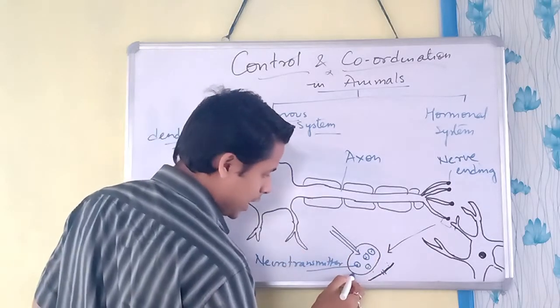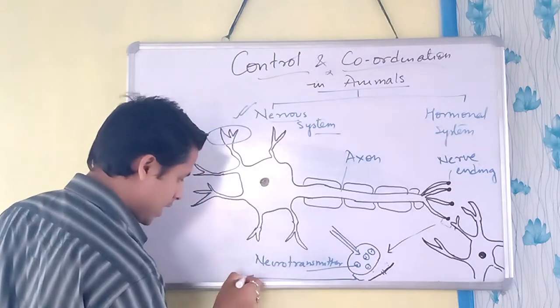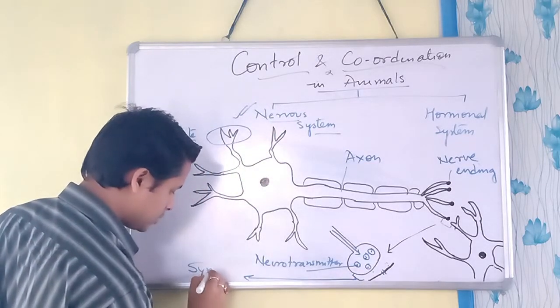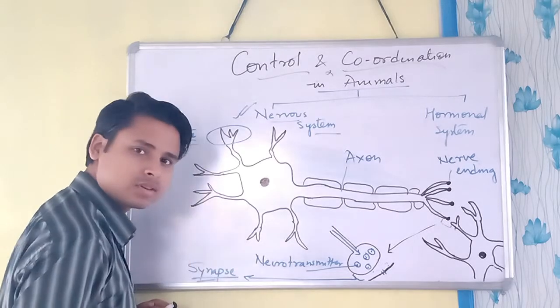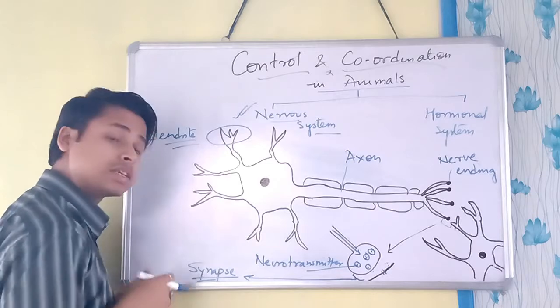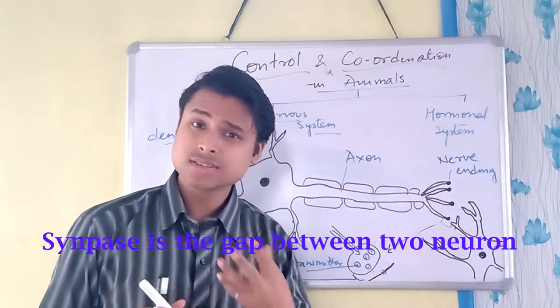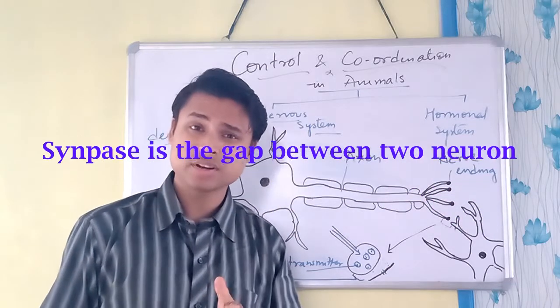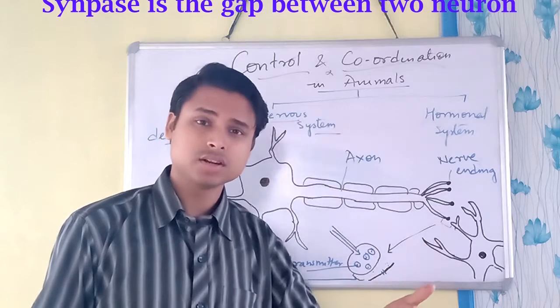So this thing happens in this gap, and this gap is known as synapse. This gap is known as synapse, right? So the gap between the two neurons is known as synapse. What happened there? Neurotransmitter is released and then forwards the information to the another neuron, right?